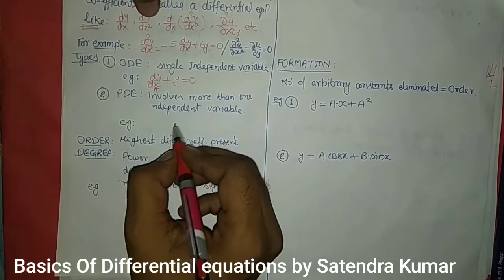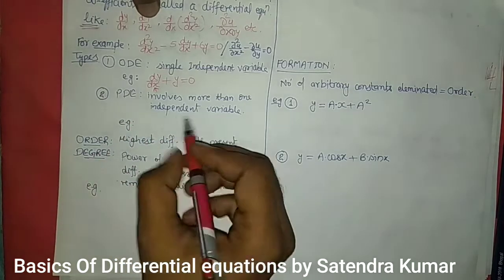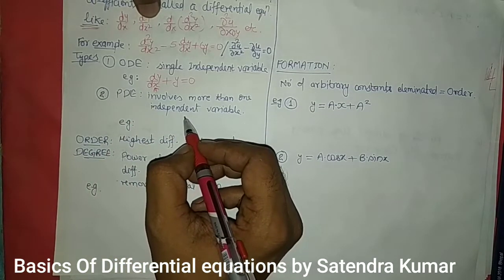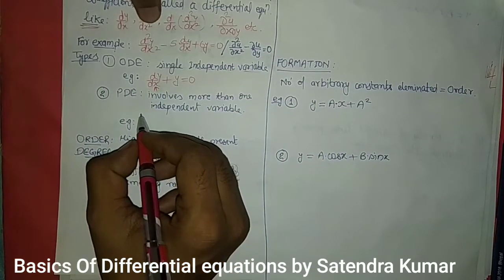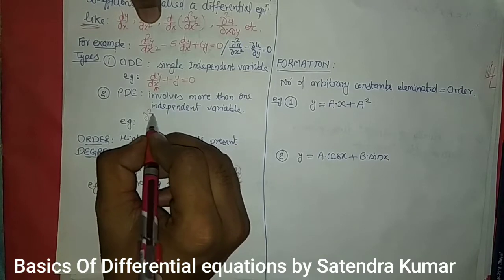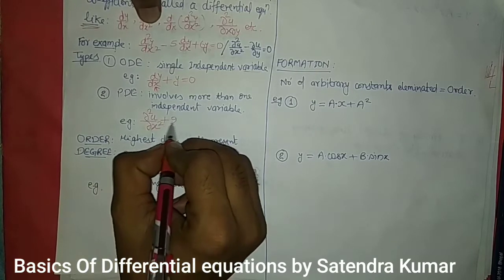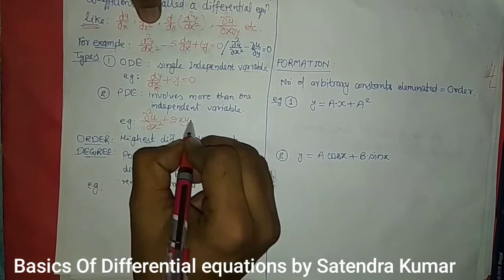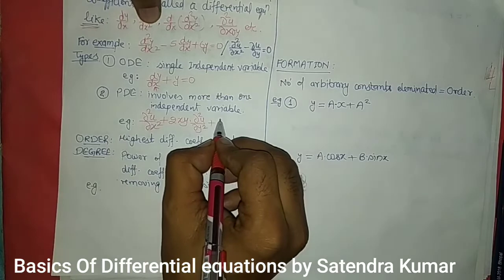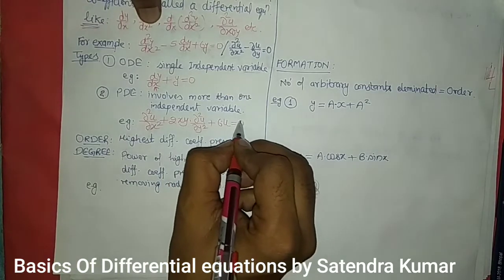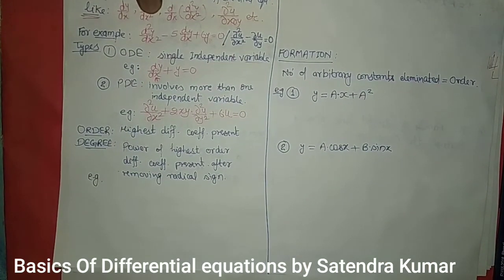And the other type of differential equation is a partial differential equation, which involves more than one independent variable. And the example of the PDE is like del 2u upon del x2 plus 2xy into del 2u upon del y2 plus 6 into u is equal to 0. This is quite a difficult differential equation in form, but this is PDE.